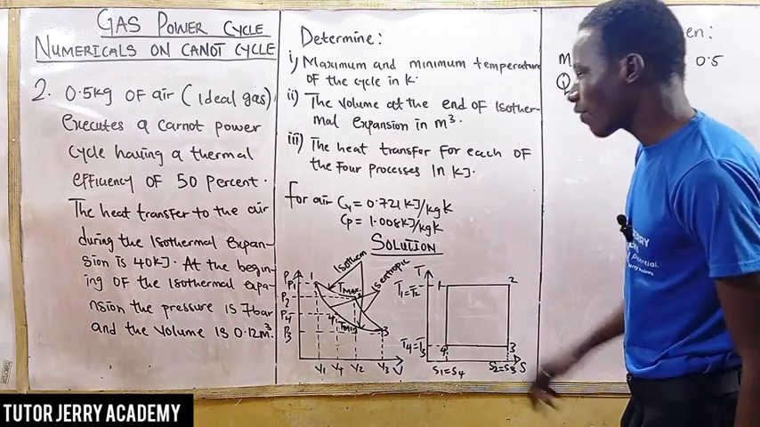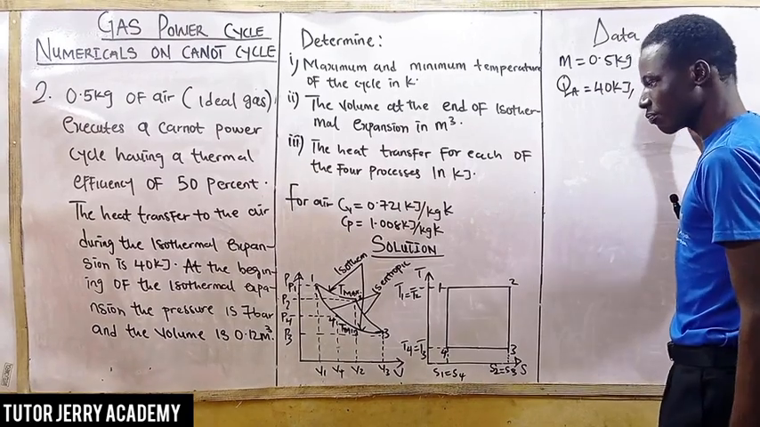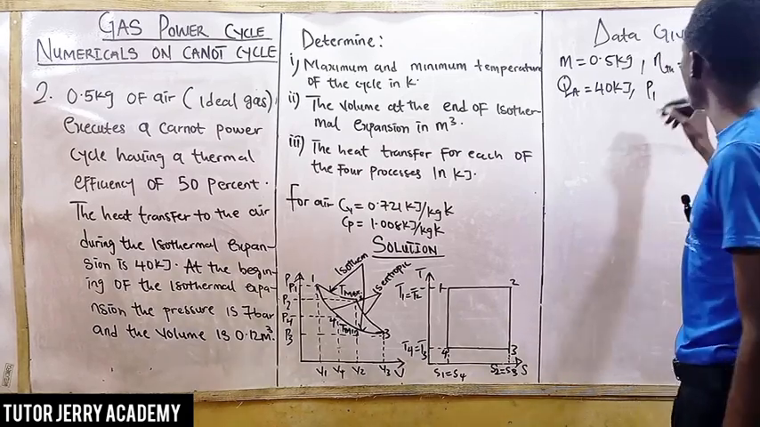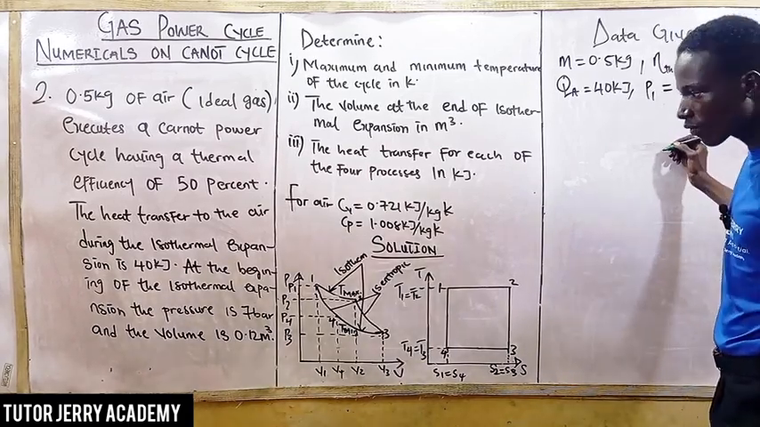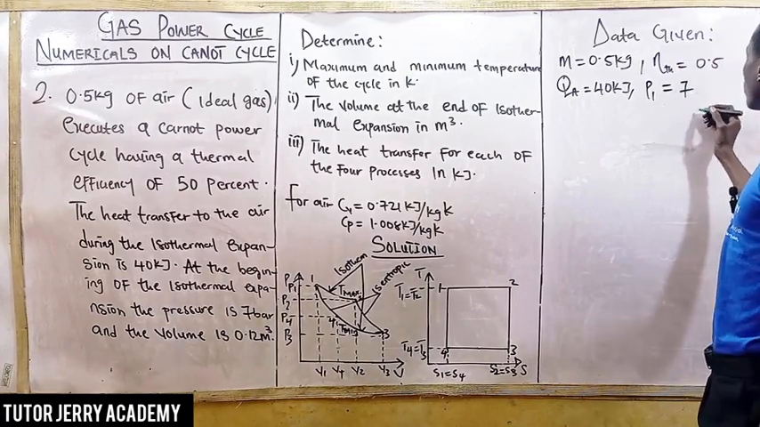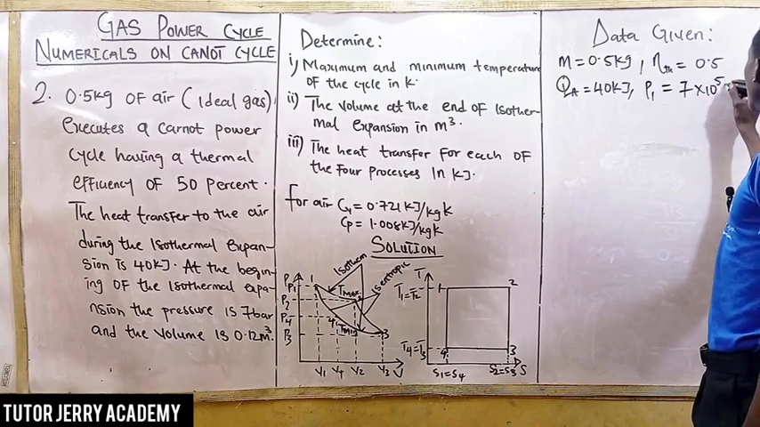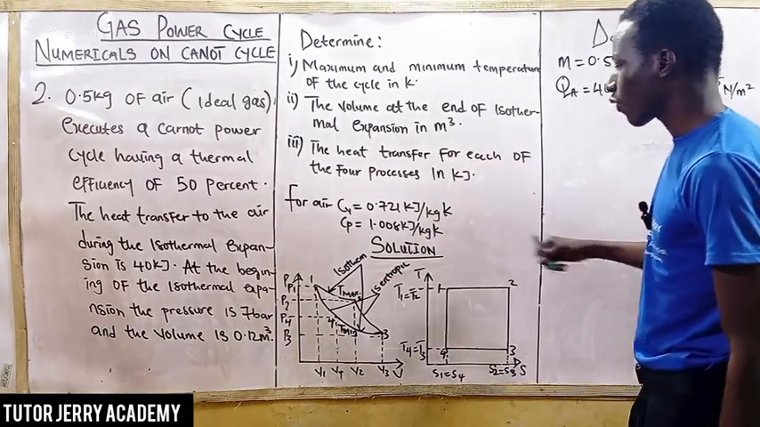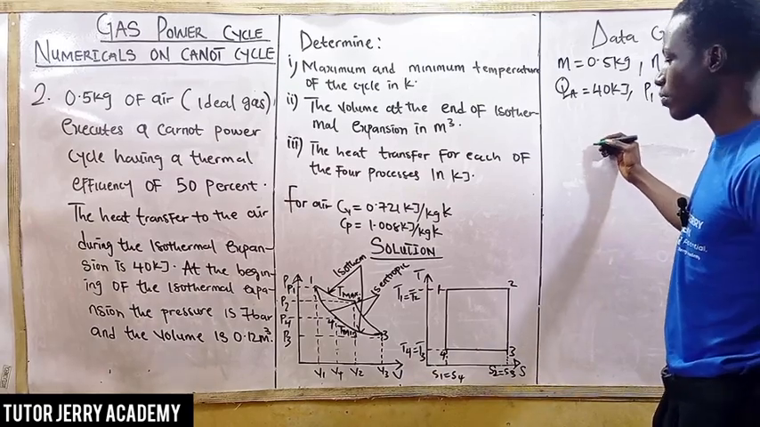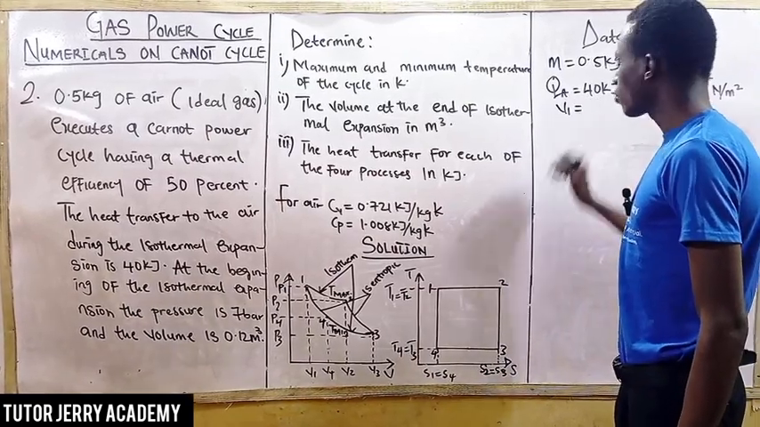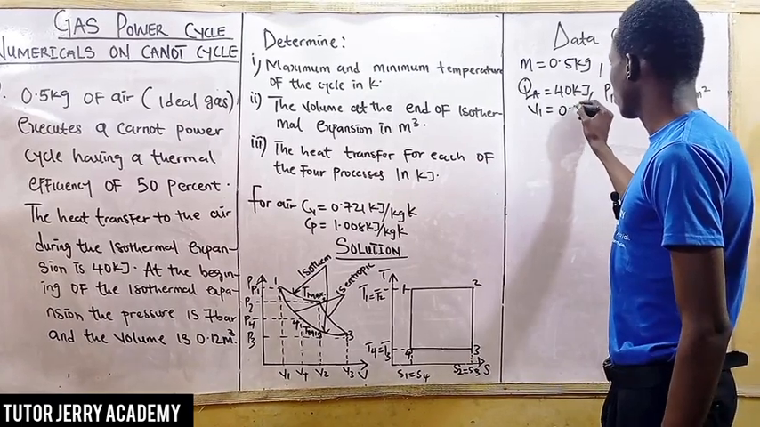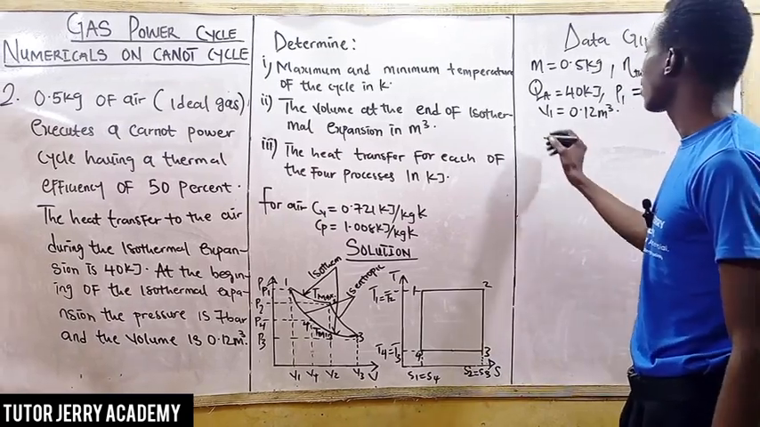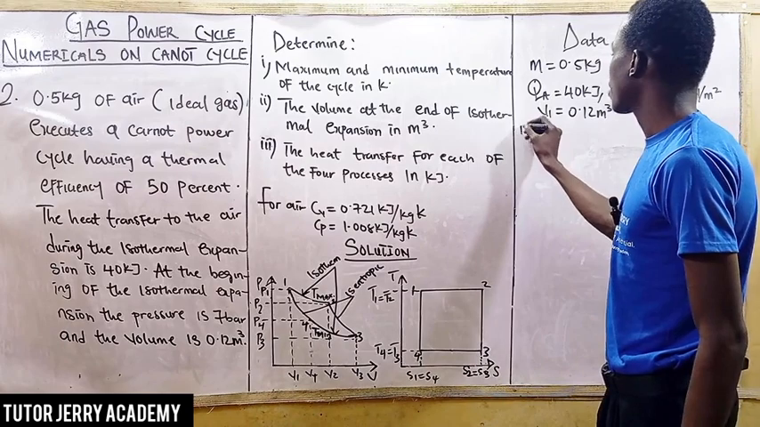What do we have next? We have our pressure at the beginning of isothermal expansion, which will be P1, equal to 7 bar. And of course, we know 7 bar is nothing but 7 times 10 to the power of 5 newton per meter squared. What do we have next? We have our volume at the beginning of isothermal expansion, V1, which is equal to 0.12 meter cube.